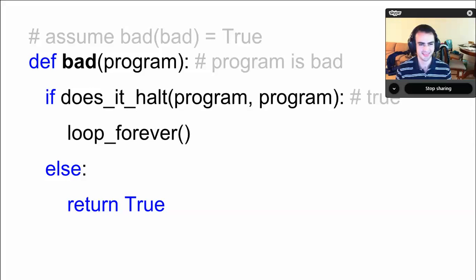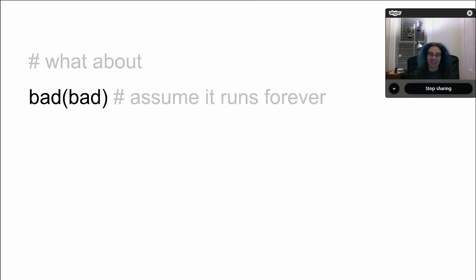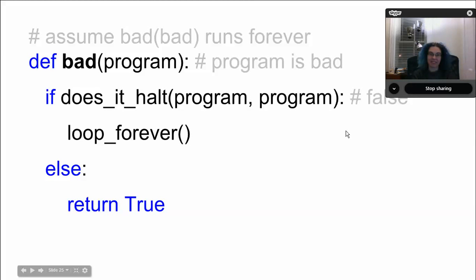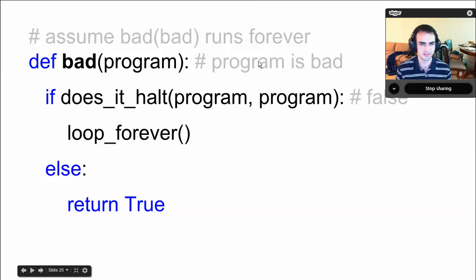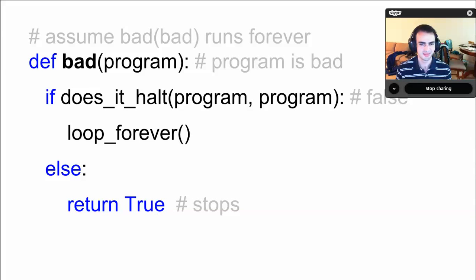So maybe the program loops forever. So let's try that one. Let's assume it loops forever. So if we assume it loops forever, then does it halt returns false. And it stops. Okay. Does that argument make sense?